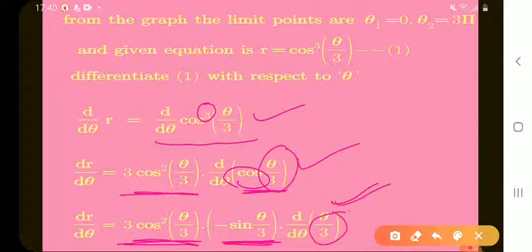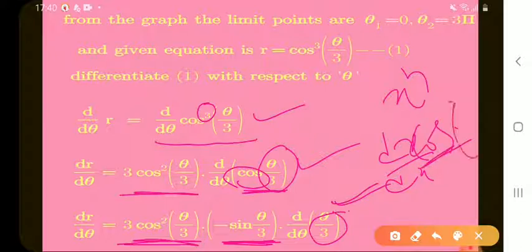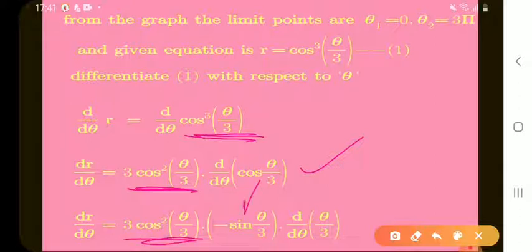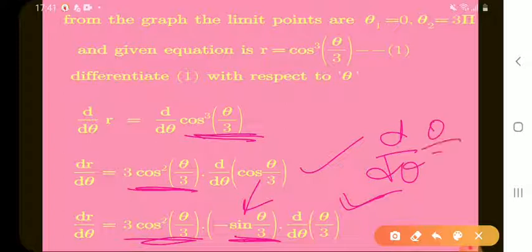Here we use 3 types of formula. First the x power n formula. After that we differentiate the trigonometric cos function. After that we differentiate the angle theta by 3. See here. Cos cube theta by 3 differentiation is 3 cos square theta by 3 and differentiate cos theta by 3. What is the differentiation of cos function? Minus sin theta by 3 and again we differentiate theta by 3. What is the d by d theta of theta by 3? Here 1 by 3 is the constant, theta differentiation is 1. So you get 1 by 3.